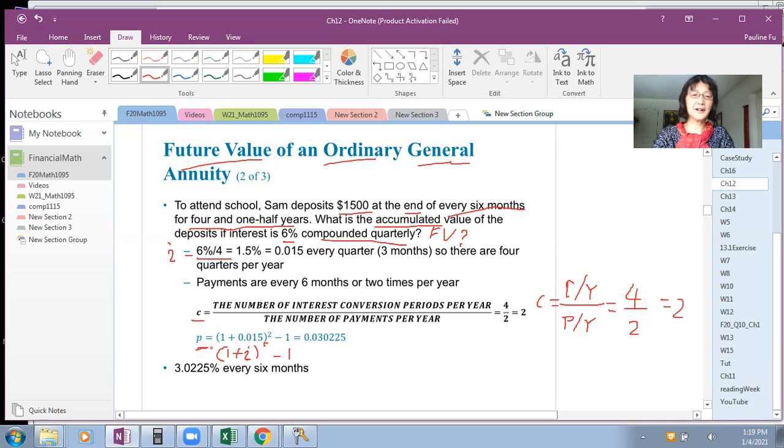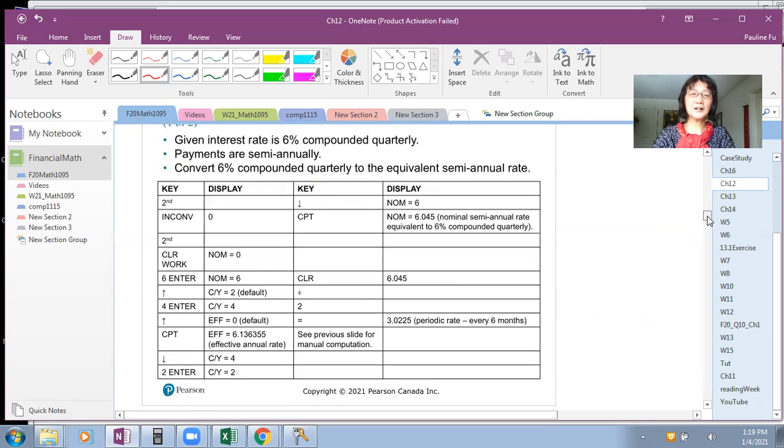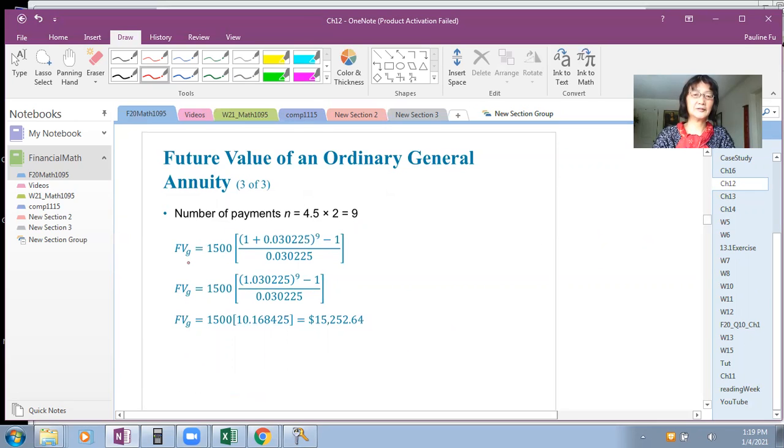Once you have I, you plug it into the formula for P, and you get the equivalent rate per payment period, which is 0.03. How do you interpret 0.03? It is 3% interest every 6 months. Once you have this number, you plug it into the future value formula. Future value equals PMT times (1 plus P) raised to power N, minus 1, divided by P. And you get this number.